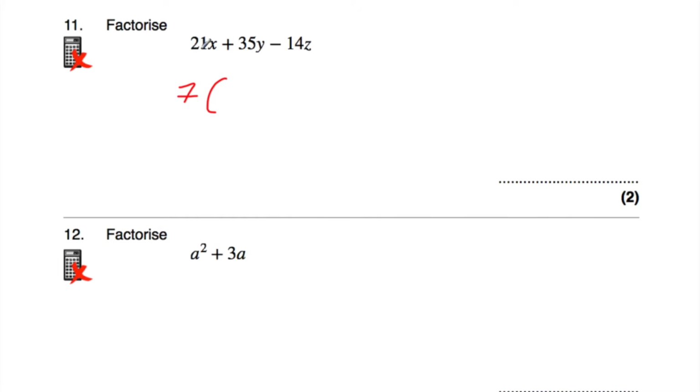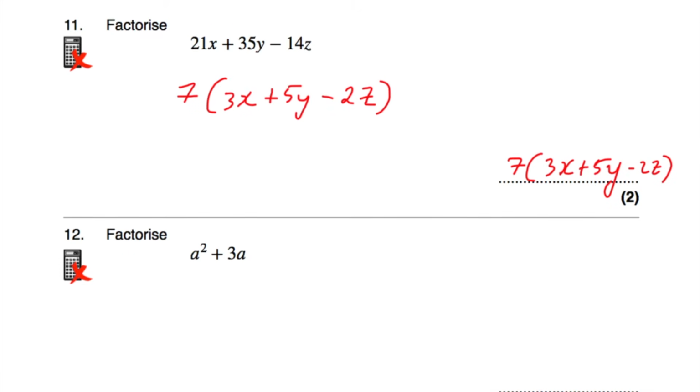21x divided by 7, well, 21 divided by 7 is 3, and then we've got x. We've then got our plus sign. 35y divided by 7, well, 35 divided by 7 is 5, so that would be 5y. And then we've got subtract, and then 14z divided by 7, well, 14 divided by 7 is 2, so that'll be 2z. So that means our answer would be 7, open brackets, 3x plus 5y, subtract 2z. And that's it. Okay, let's have a look at question number 12.